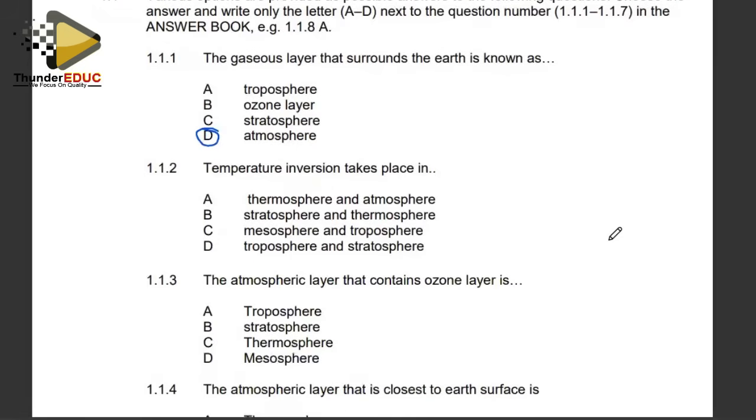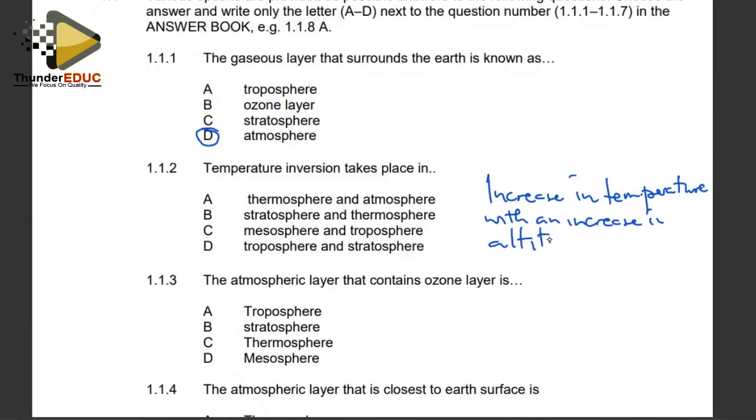Temperature inversion takes place in. What is temperature inversion? I will just summarize here. Temperature inversion is an increase in temperature with an increase in altitude. What are we saying here? We are saying as height above sea level increases, the temperature is also increasing. So if you see a situation whereby the temperature is increasing and the height is also increasing, that is a temperature inversion, and that happens in 2 layers of the atmosphere, which are the stratosphere and the thermosphere.